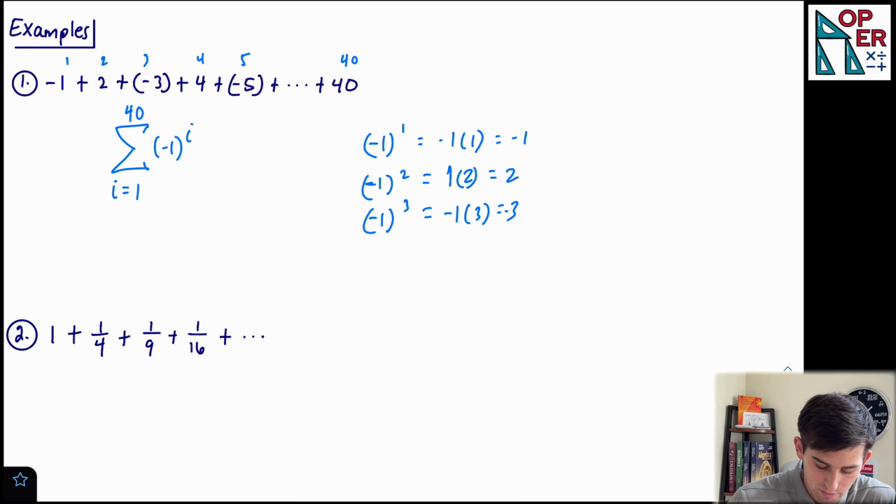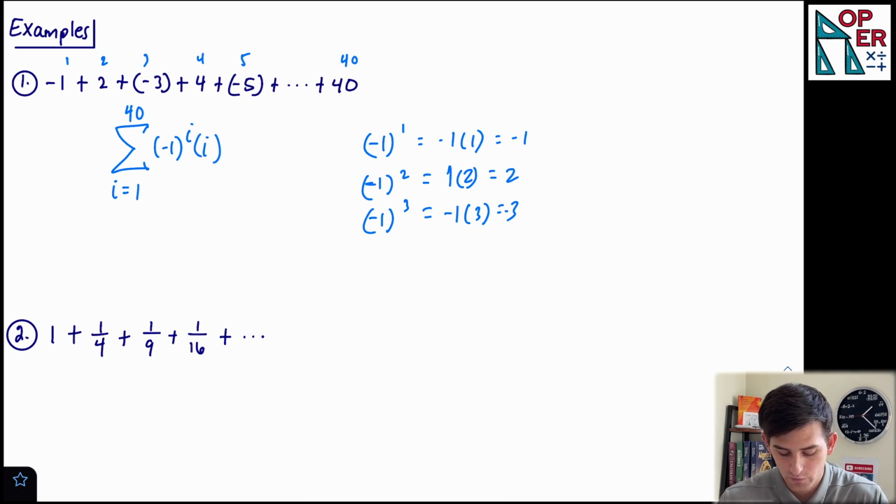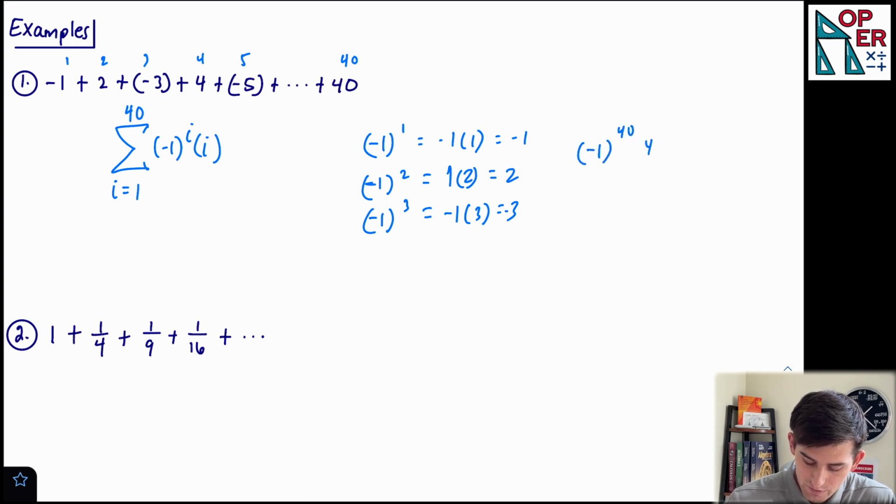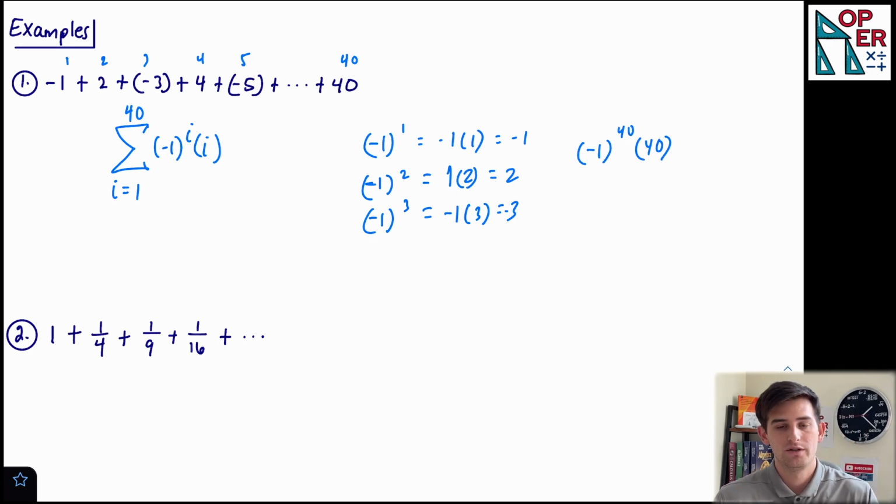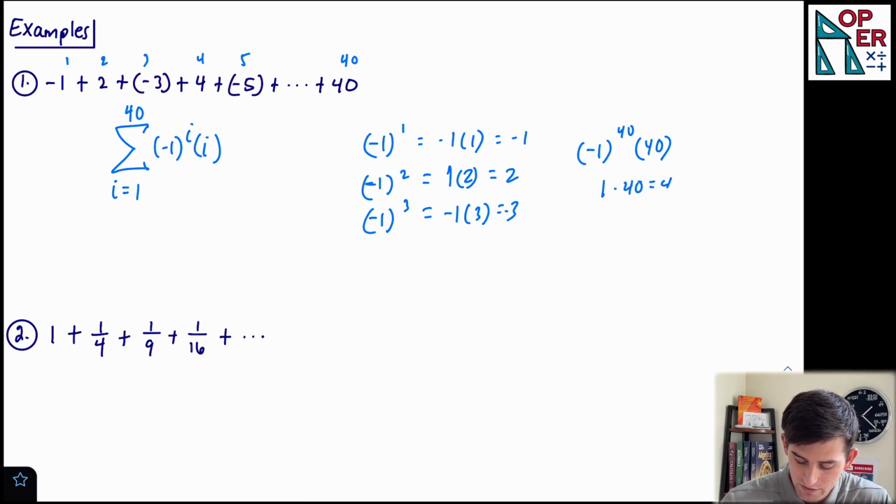And then we're going to multiply it by I. Okay, so for example, for the 40th term, let's say we have -1, raise it to the 40th power, and then we would multiply by 40. Okay, well, -1 to the 40th power, our power there of 40 is an even number, so that's going to be a +1, and then 1 times 40, and we do get 40.